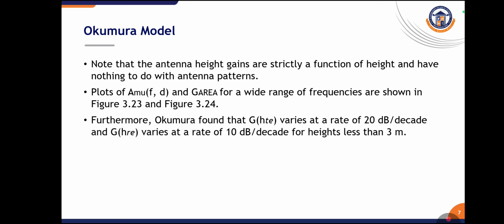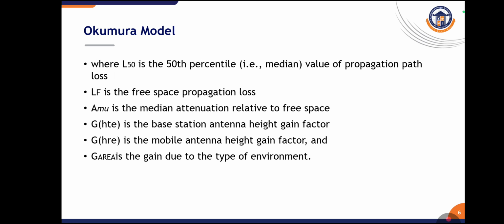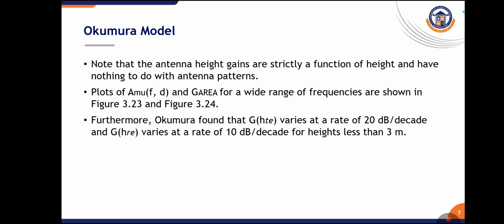Furthermore, the Okumura model found that GHTE, where HTE is the base station antenna height, and GHRE, where HRE is the mobile antenna height. After the calculations and seeing the curves, the Okumura model found that GHTE varies at a rate of 20 decibels per decade. And GHRE, for the mobile antenna height, varies at the rate of 10 decibels per decade for heights less than 3 meters. So these are the calculations obtained by using the Okumura path loss gain formula.